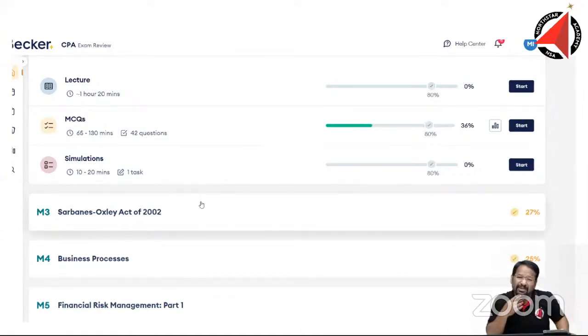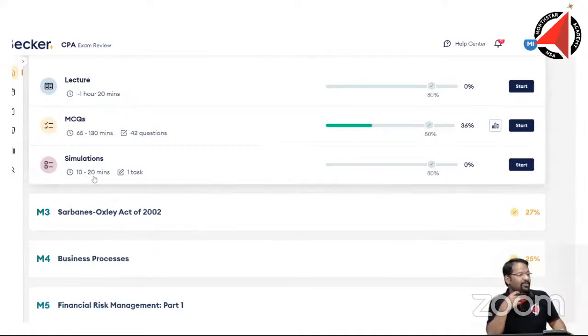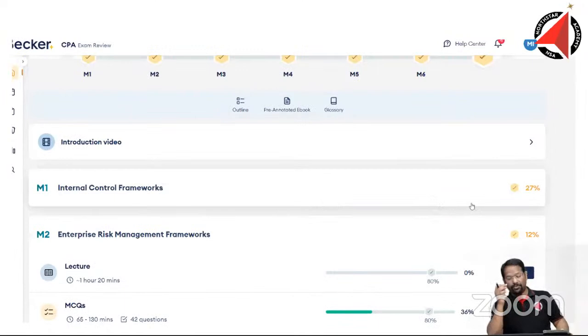42 questions, how much time will it take? Think about it. How much time should it take? Hardly 1.5 hours. How much time will one task take? It says on an average it is going to take 10 to 20 minutes. All right, so keep it that way. It is going to be very simple for you.